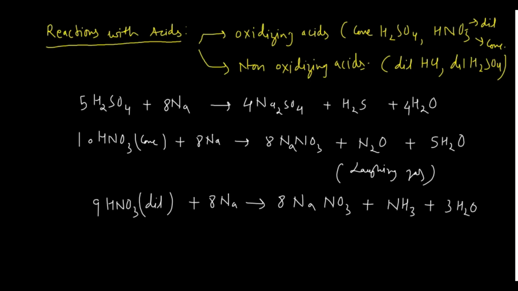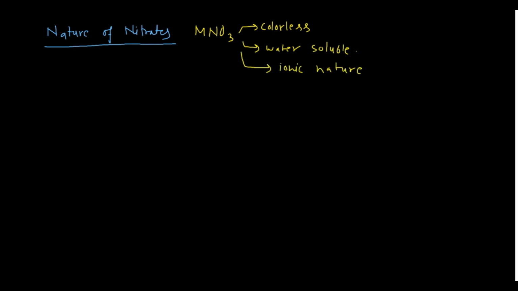You can write here nature of nitrates. Okay, so first of all, in the last slide, if I go back, you see I have formed these nitrates, right? NaNO3 and NaNO3. So I am discussing the properties of these. So nitrates are basically your MNO3. It could be your LiNO3, it could be your NaNO3, it could be your KNO3. So their properties are what? They are colorless and water soluble also. And they are ionic in nature. Okay, and they do not actually hydrolyze.